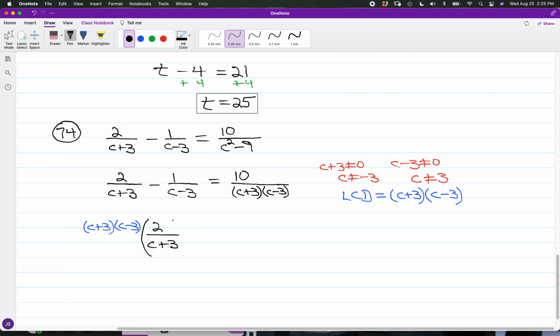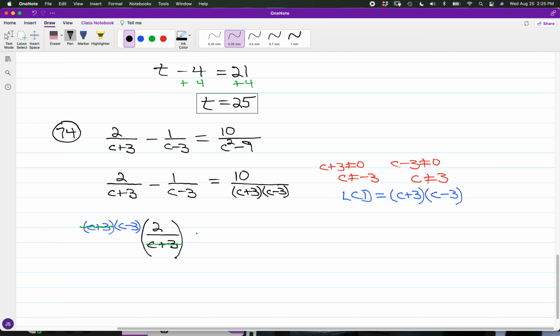c plus 3. If I pause, look at this first term: what is happening to 2 over c plus 3 when multiplied by the least common denominator? If you notice, we have c plus 3 in the denominator, and multiplying by the least common denominator, the c plus 3's are going to cancel. So that leaves us with 2 times the quantity of c minus 3.